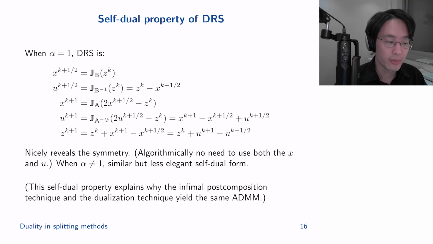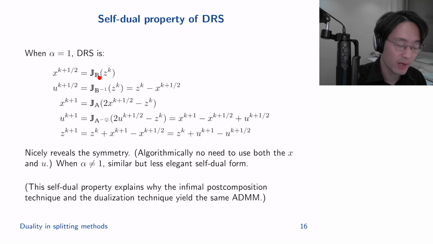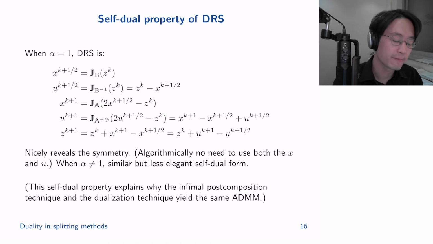So using the self-dual property of DRS, and if we set the scaling factor alpha to be equal to 1, we can express DRS in this much more symmetric way. So again, we apply the resolvent with respect to B to the main iterate zk to obtain xk plus 1/2. And then we perform the reflection operation, apply the resolvent with respect to A to obtain xk plus 1. And then we obtain the zk plus 1 update by performing the vector sum. So zk plus xk plus 1 minus xk plus 1/2.